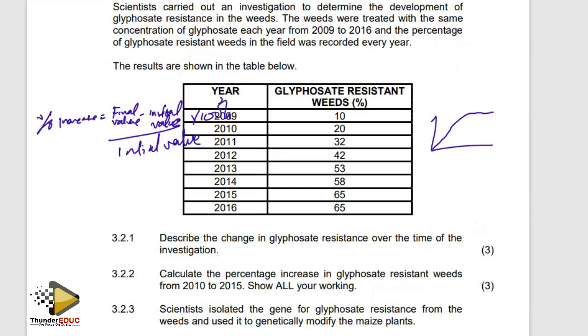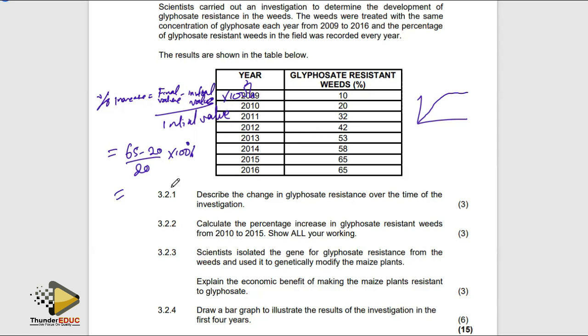So in this case, they say that from 2010 it is 20, and 2010 is the initial value, and then to 2015 is 65. So the percentage increase is going to be equal to 65 minus 20, divided by the initial, which is 20, then times 100%. So the answer you get is going to be the percentage increase. So that's how we calculate the percentage increase.